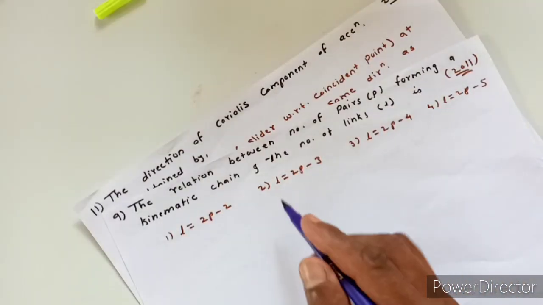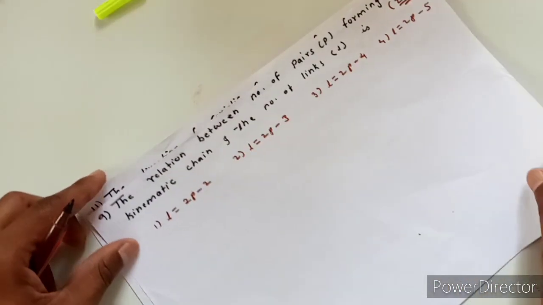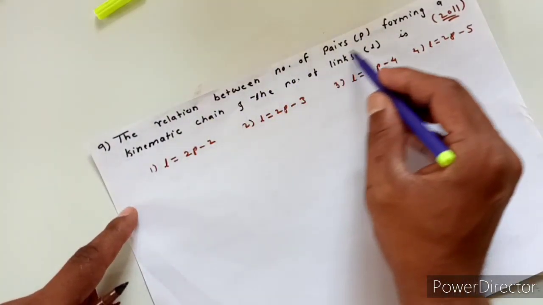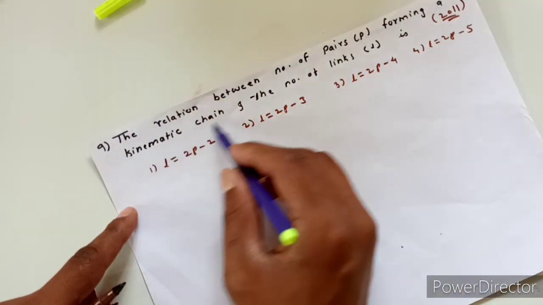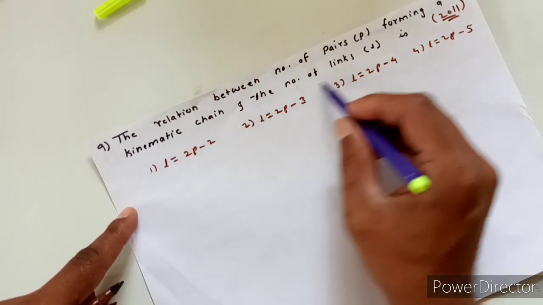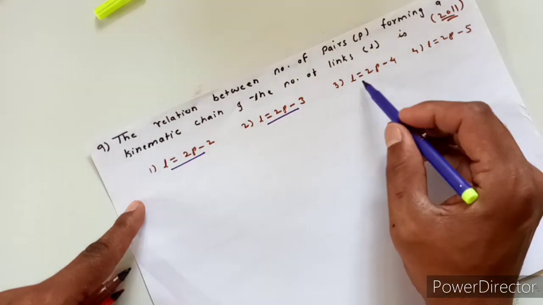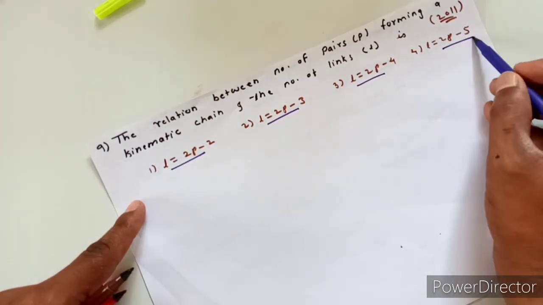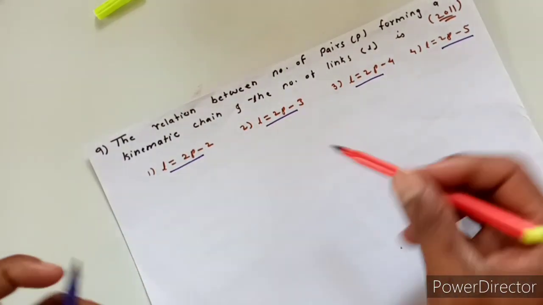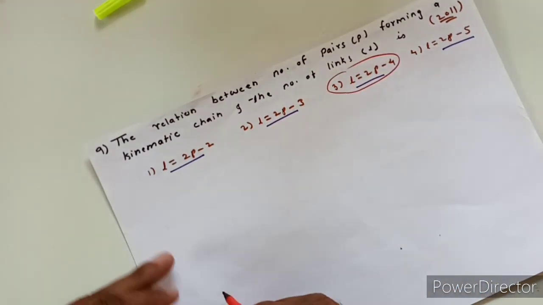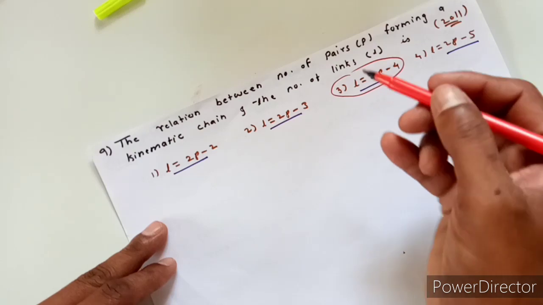In question number 9, the relation between number of pairs P forming a kinematic chain and the number of links L is: L equals 2P minus 4, L equals 2P minus 3, L equals 2P minus 4, and L equals 2P minus 5. The correct option is option number 3. L equals 2P minus 4. You have to remember this.